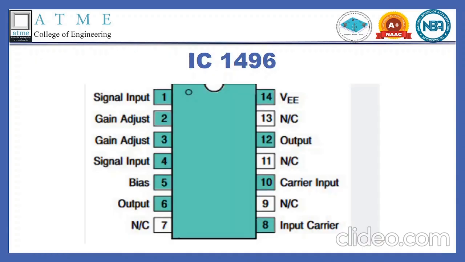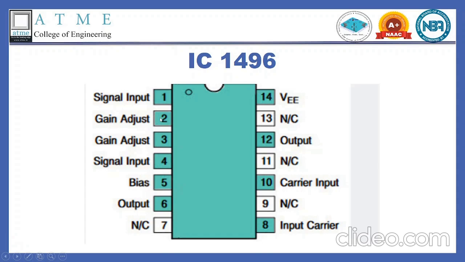This is the pin detail of IC 1496, which will give us a DSBSC signal. Here we have pin number 1, which is the signal input, and pin number 10 and pin number 8, both meant for carrier input. Either one of them we will be using. If we are using 8, then we will be grounding 10. If we are using 10, we will be grounding 8.